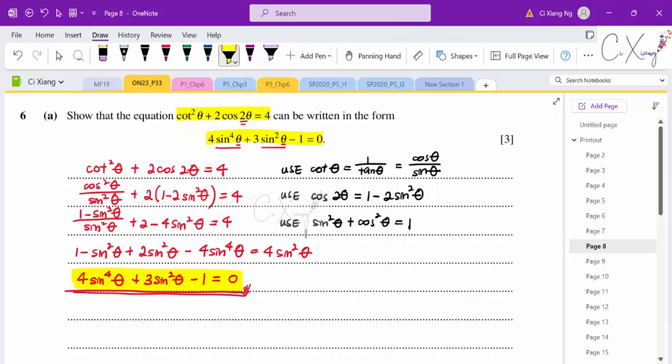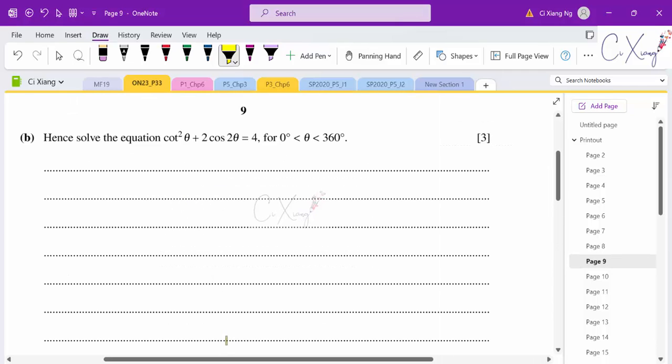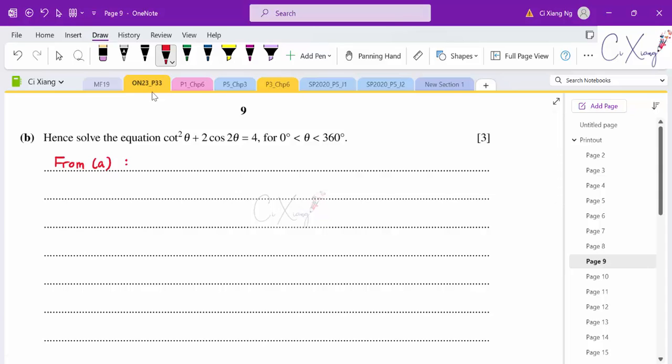Alright, then let's continue to part B. For part B, they want us to solve this particular equation for theta between 0 and 360. If you observe this equation, it is what we have in part A, where they want us to prove the equation can be equal to something in sine. So they already give us a very obvious hint, which is the easier way to solve this equation. I'm going to use the results directly from part A. So what do we have in part A?